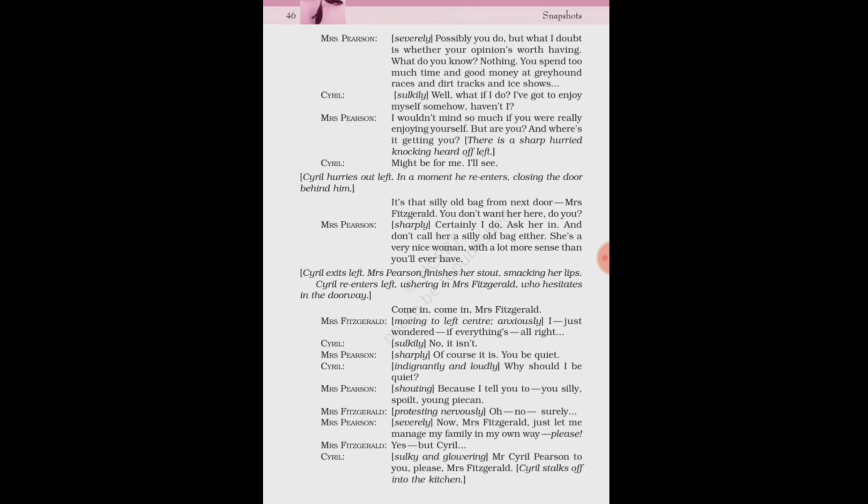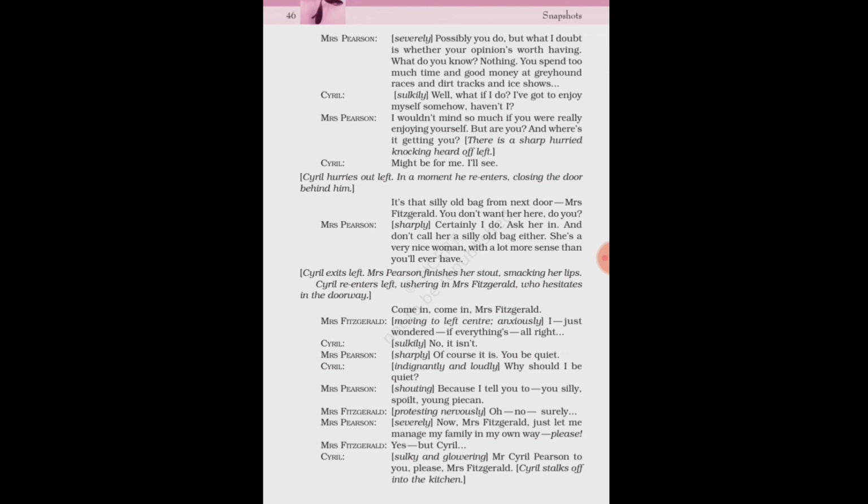And calls her silly old bag from the next door. So Mrs. Pearson disagrees with him and says, "Certainly I do. I want Mrs. Fitzgerald inside the house, and don't call her silly old bag either. She's a very nice woman with a lot more sense than you will ever have." Cyril exits left. Mrs. Pearson finishes her shout, smacking her lips.